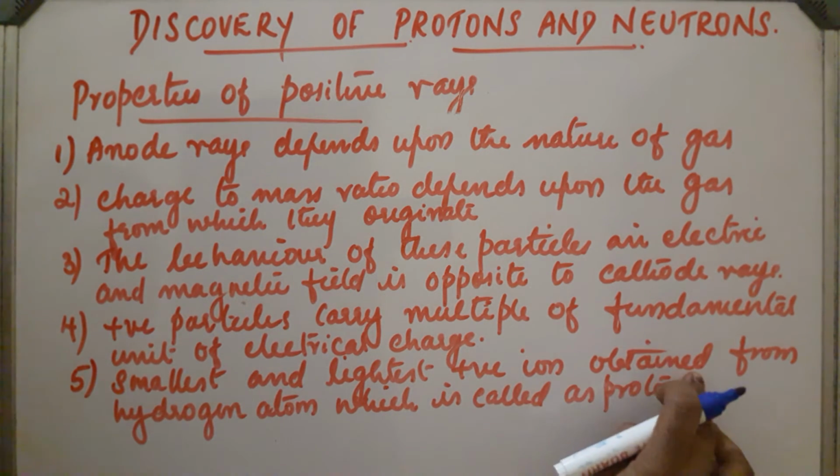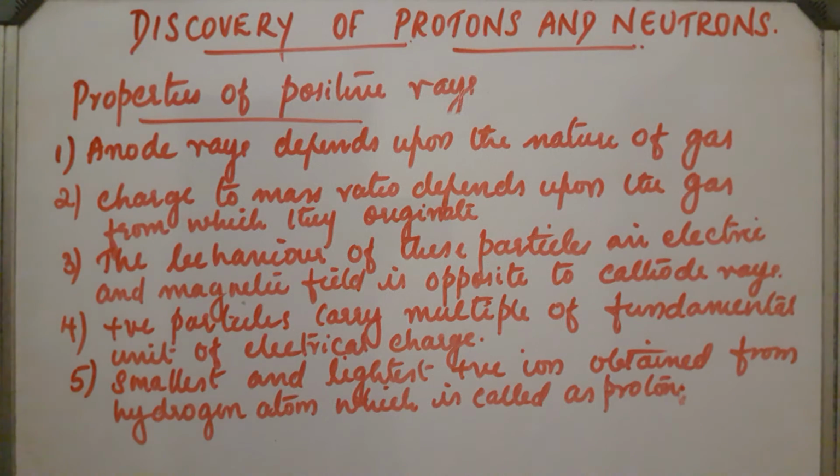So in the case of the proton, the m value is minimum. It is lighter, so mass will be minimum. That means e by m is maximum for protons.